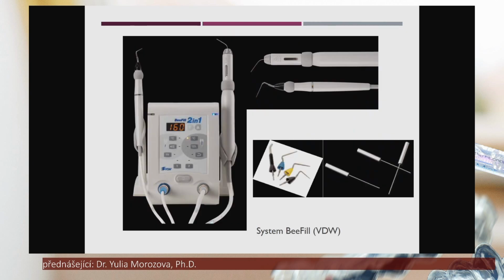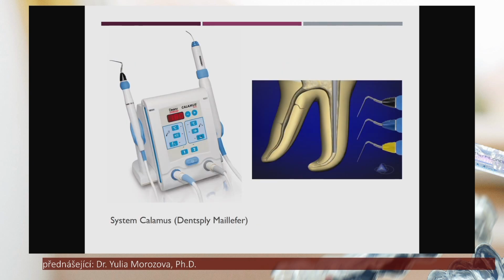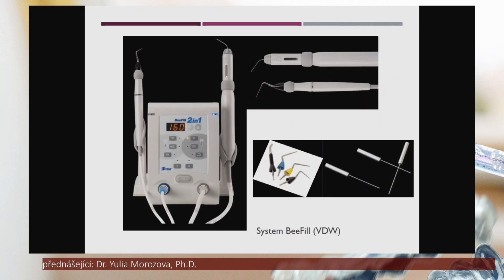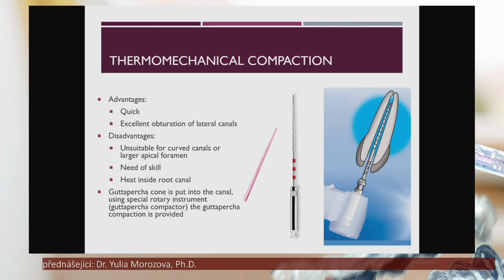Also, we can use, for example, so-called methods for vertical obturation, warm obturation, like the system Calamus, or for example the system Bifill. Also, they provide the application of a flowable, so-called hot flowable gutta percha, like the thermal injection method.